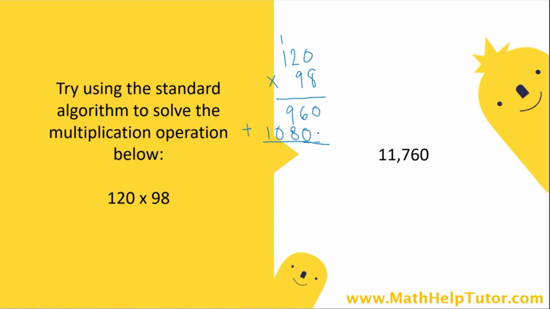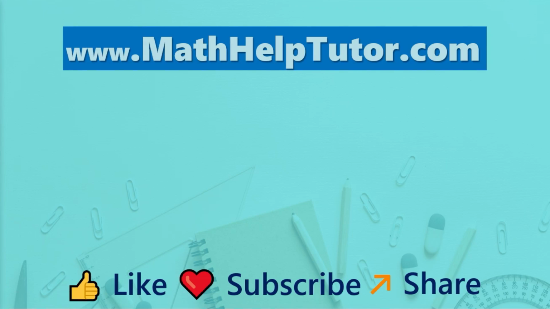So 0 plus 0 is 0, 6 plus 0 is 6. 9 plus 8 is 17, carry over 1. 1 plus 0 is 1. And 1 plus 0 is 1, giving us the answer of 11,760.